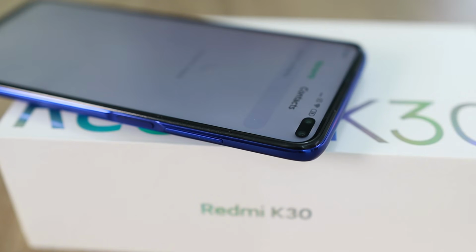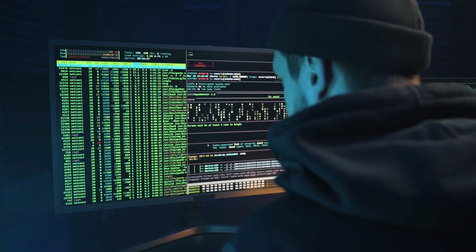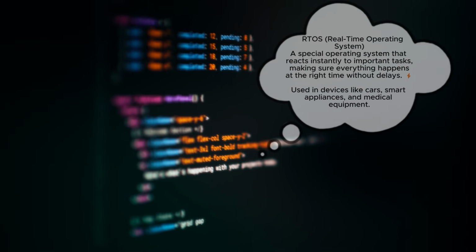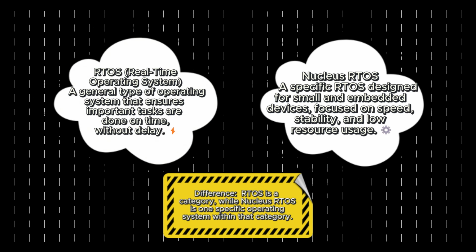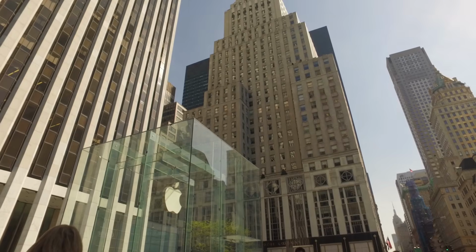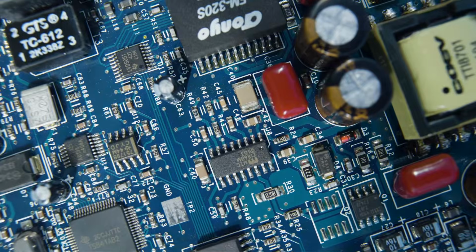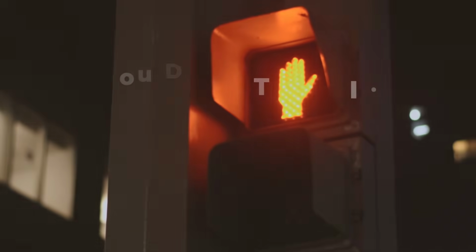This processor doesn't run Android. It doesn't run iOS. It runs its own proprietary operating system, usually a real-time OS, something like RTOS or Nucleus RTOS. That was written by the chip manufacturer, not Apple, not Google. Qualcomm writes it, MediaTek writes it, and once it's flashed onto the chip, you don't touch it.